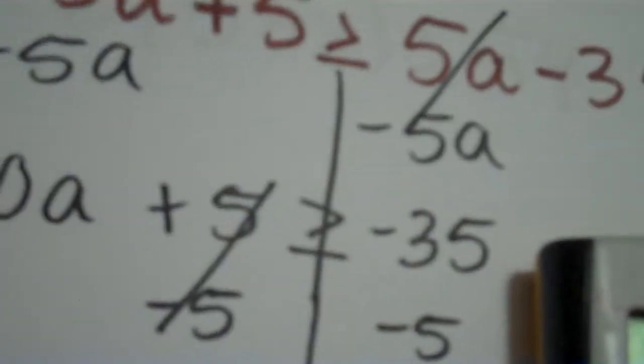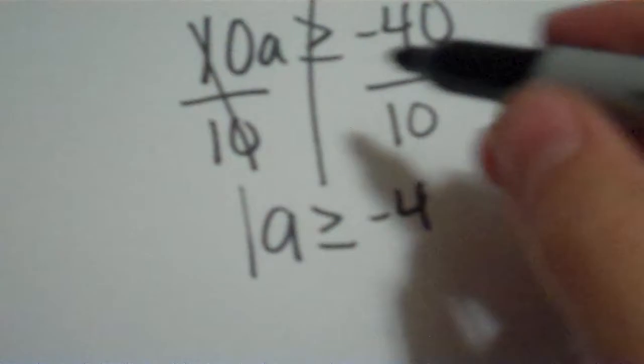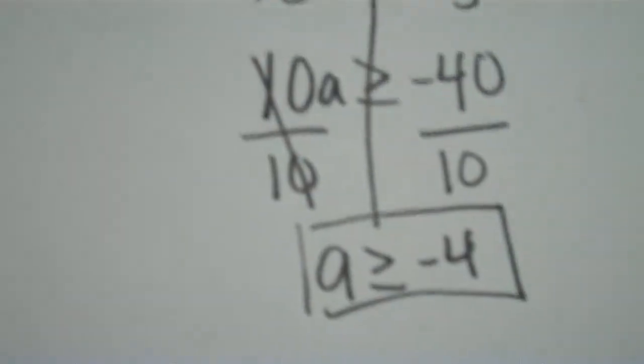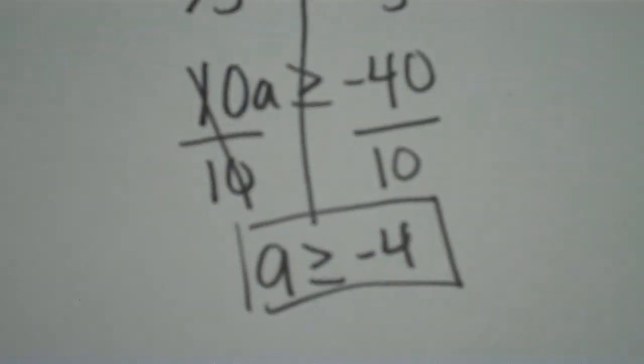You're not going to flip the sign because your best friend's positive. Then negative 40 divided by 10 is negative 4. Okay? So, yet again, I did not flip my inequality sign because my best friend was positive. Doesn't matter if that guy's negative. I don't care about that dude. I care about my best friend, and he's positive. Okay? Last example, and then we're done.